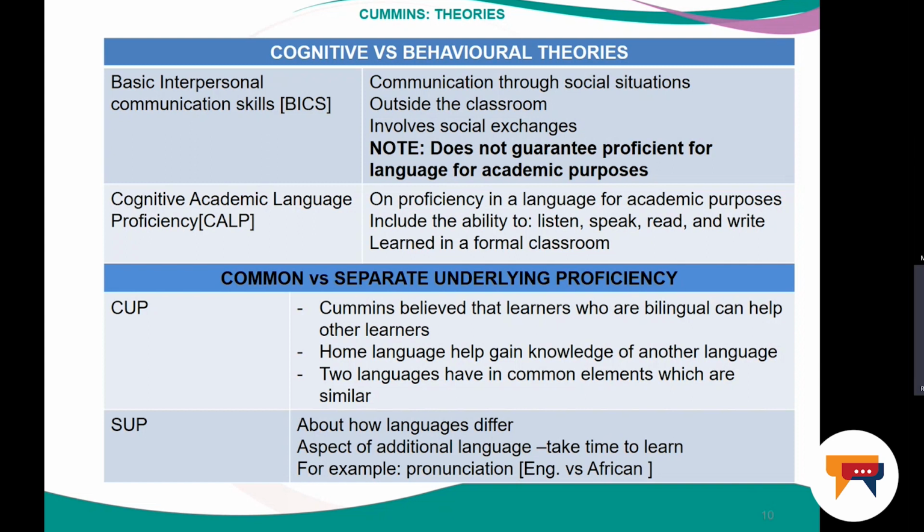Like, for instance, you look at the African languages, the way we pronounce, and English, we don't pronounce the same. So we need to understand that for pronunciation, look at English versus African languages. That is key. So Cummins says, understand language where there are commonalities and where there are differences.